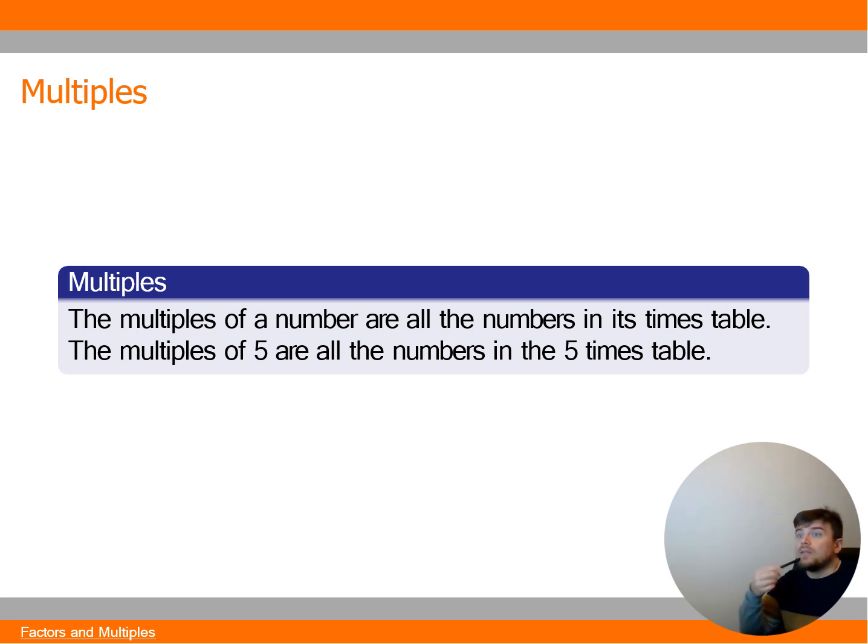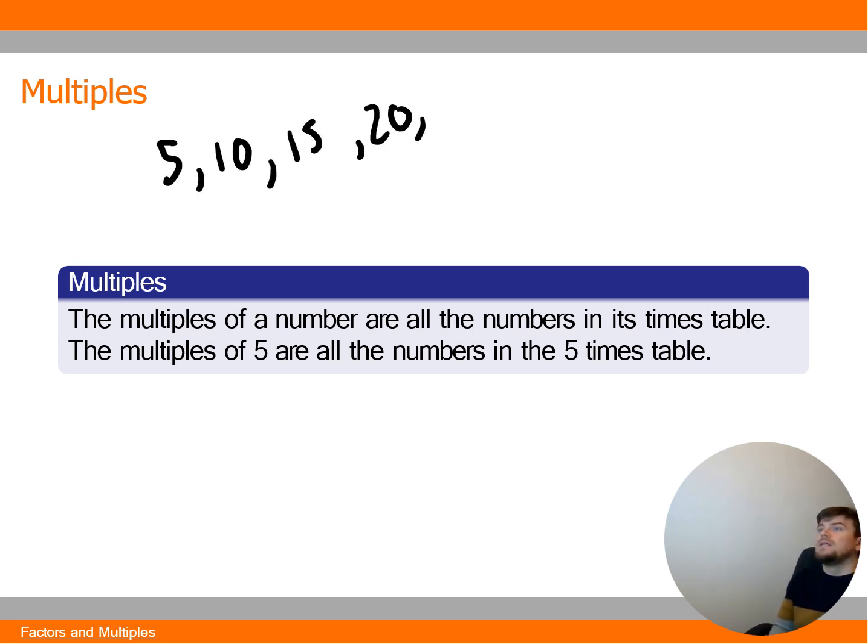So, multiples. The multiples of a number are all the numbers in its times table. So the multiples of 5 are all the numbers in the 5 times table. So let's show an example of that, I think that's important. So we've got 5, 10, 15, 20, 25, and 30. And we can keep going, multiples go on forever.